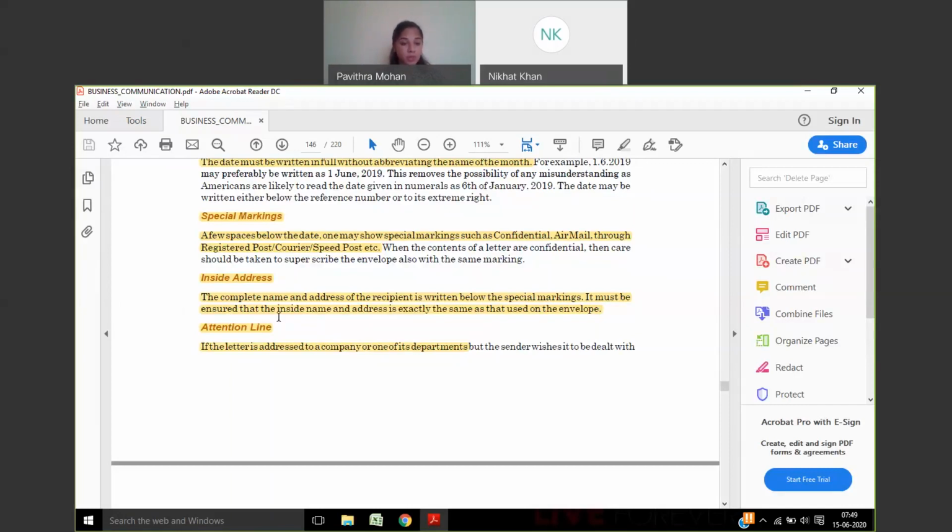It must be ensured that the inside name and address are exactly the same as those used on the envelope. So whenever we are writing certain information, we have to ensure that the address we write inside the letter is the same as what we write on the envelope. On the envelope, after the special marking or the way the information is being sent, wherever we send this information, the address needs to be the same. The address can't be changed.